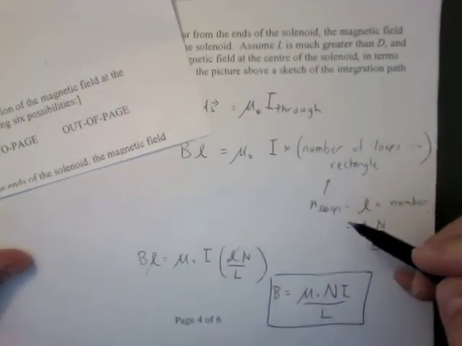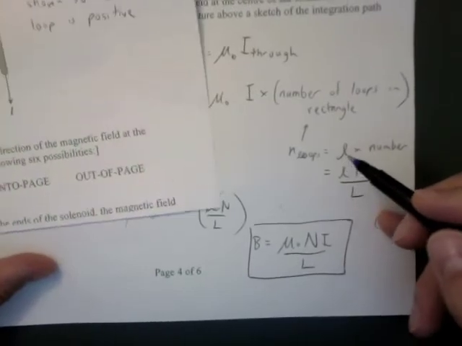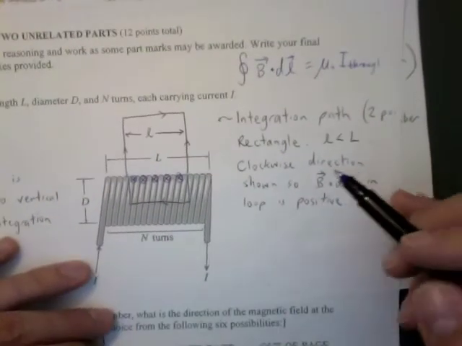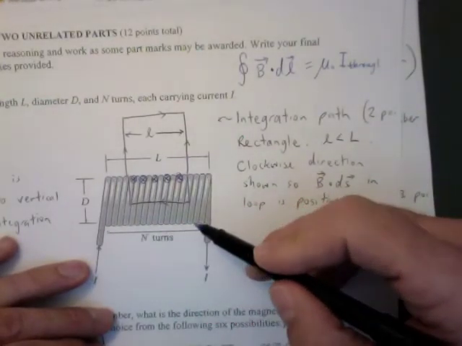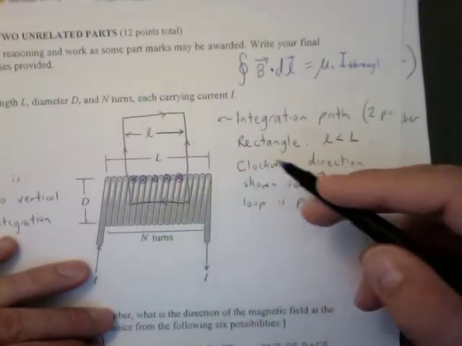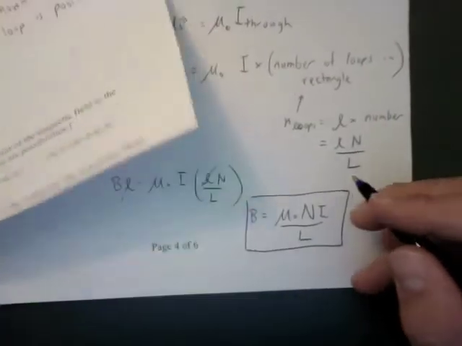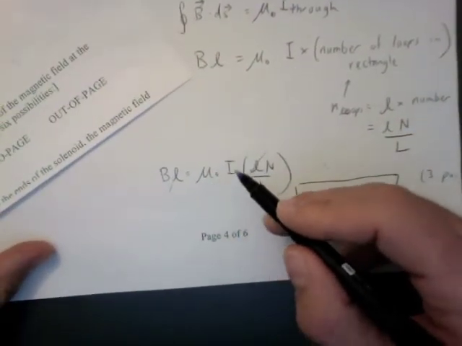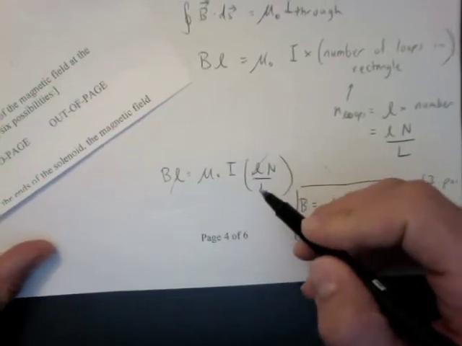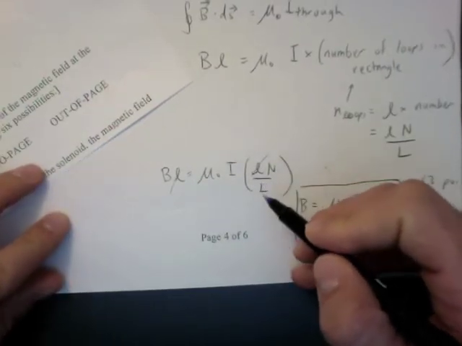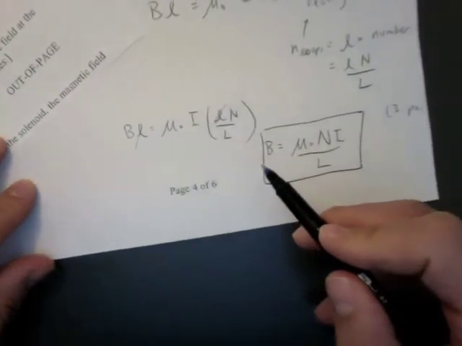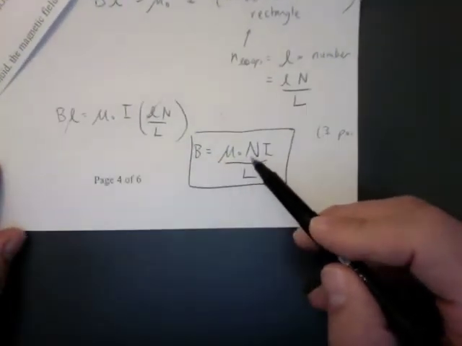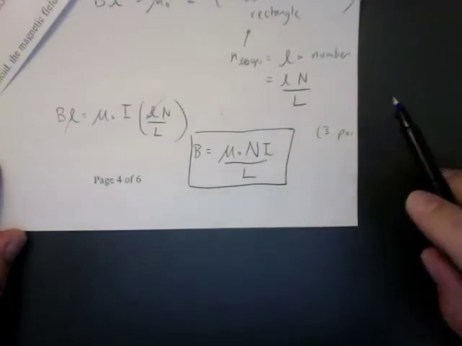The number of loops that are in this rectangle is going to be little l times this number density. So the number density is the number of turns divided by the total length of the solenoid, so that's N divided by capital L. So we can plug that into here, I times little l times N over L. The little l's cancel on both sides of the equation, and you get the magnetic field, which is towards the left, as mu naught times N times I divided by L.